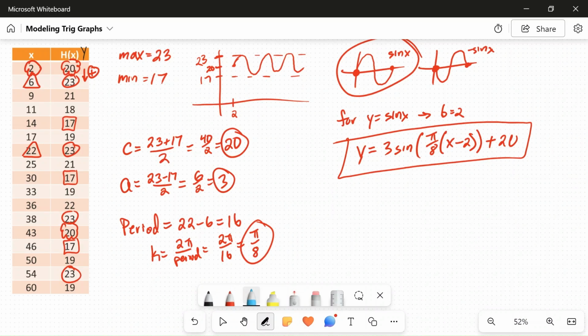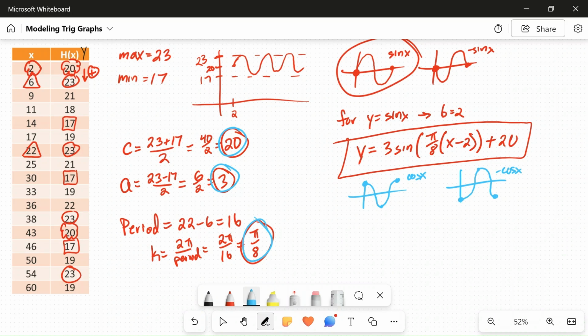All right, let's try it for cosine. So for cosine, again, the a is 3, the c is 20, k is pi over 8. Those don't change. But this time, remember, cosine starts at the maximum and ends at the maximum, so it hits the minimum in the middle. So that's cosine, or if it was reflected, it would start at the minimum, go up to the max, and then back down to the minimum. So this would be negative cosine.